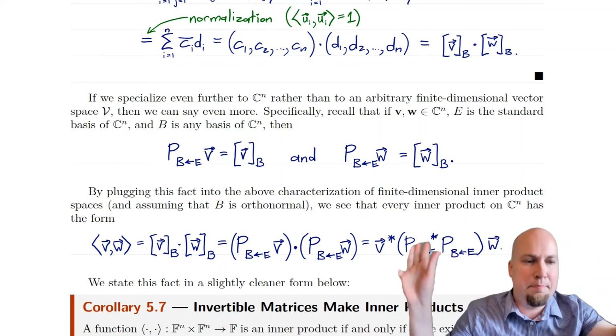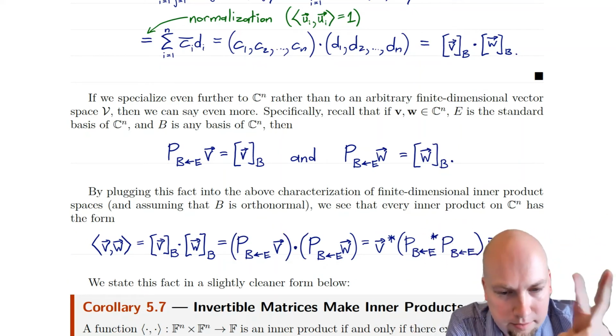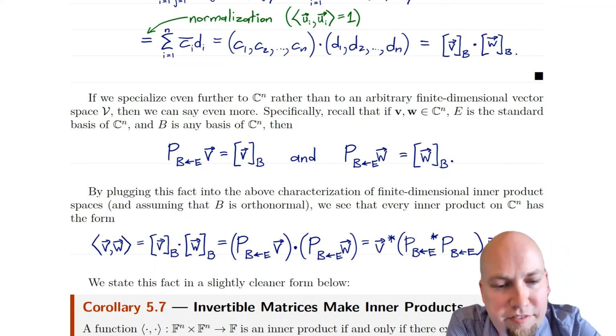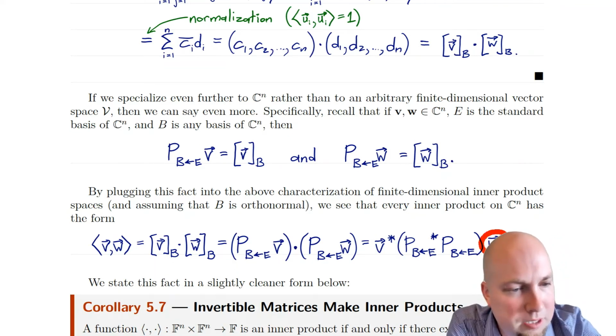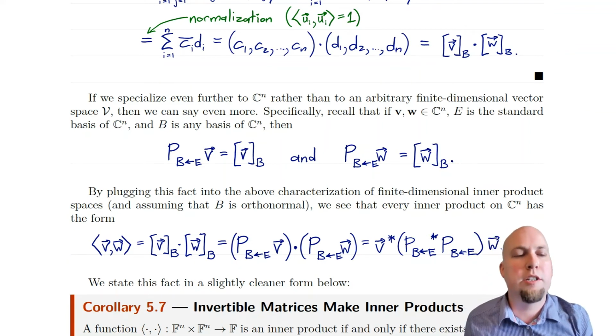And if you expand that out, remember, conjugate transposing a product reverses the order and applies the conjugate transpose to each of them. So you end up with a v star on the very left, a w on the very right, and then the product of this change of basis matrix with its own conjugate transpose in the middle.